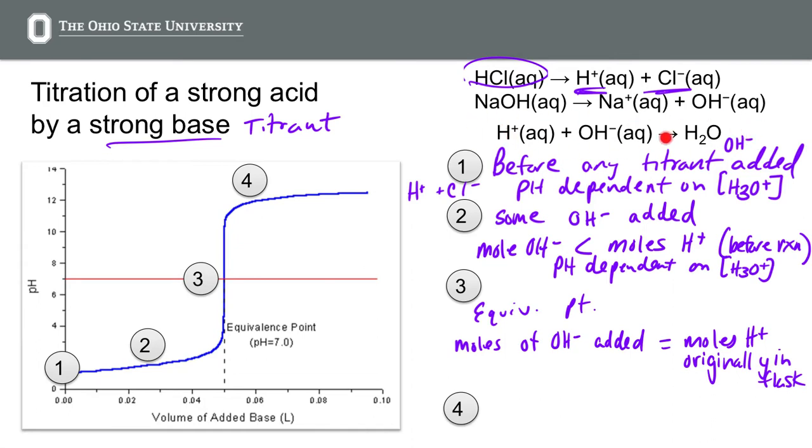So what will the pH be? 7, presuming we're at 25 degrees Celsius. Okay? The nice thing about strong acid, strong base titrations, assuming we're at 25 degrees Celsius, is that the pH at the equivalence point is always 7 at 25 C. That's not going to be true for weak acids titrated with a strong base or weak bases titrated with a strong acid.